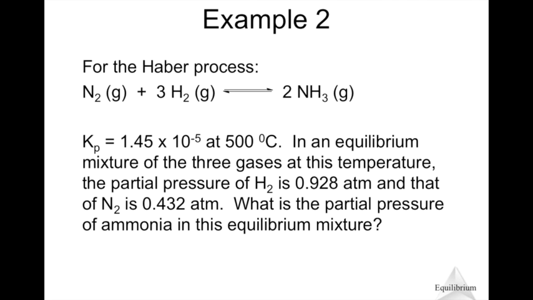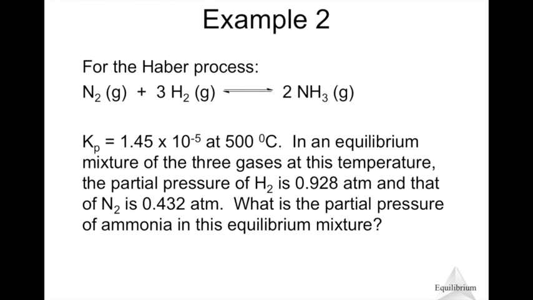Another example, a very popular process, the Haber process, which we're going to talk about a little bit later. N2 plus 3H2 yields 2NH3. And we've got our Kp, so we're talking about pressures now because we have gases, 1.45 times 10 to the negative fifth at 500 degrees Celsius. In an equilibrium mixture of the three gases, the partial pressure of H2 is 0.928 atmospheres and N2 is 0.432 atmospheres. What is the partial pressure of ammonia in this equilibrium mixture?